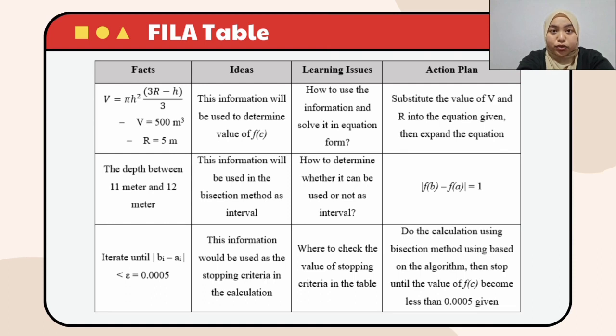This data will be used during the bisection method calculation as the interval value, and it can be checked whether it can be used or not using the formula absolute value of FB minus FA equal to 1. Lastly, the question also mentioned that iteration should continue until it reaches an epsilon value less than 0.005. So this data will be set as the stopping criteria, which will be checked later at the FC value in the calculation part. That's all from me.